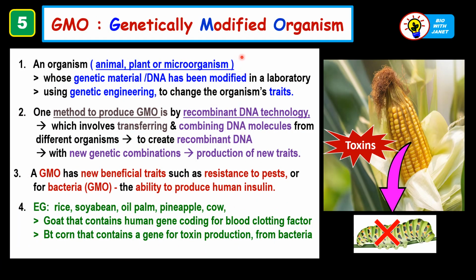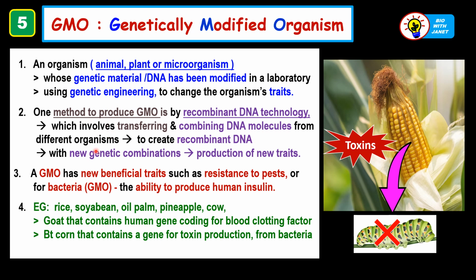Now, GMO, or genetically modified organism, is an organism such as an animal, plant, or microorganism whose genetic material or DNA has been modified or altered in a laboratory through artificial means, using genetic engineering in order to change the organism's traits. So by modifying the DNA of an organism, we can change its traits, or give it a new trait that the original organism will not have. GMOs can be produced in many ways, and one way is by recombinant DNA technology, which we have discussed just now, which involves combining DNA molecules or genes from different organisms.